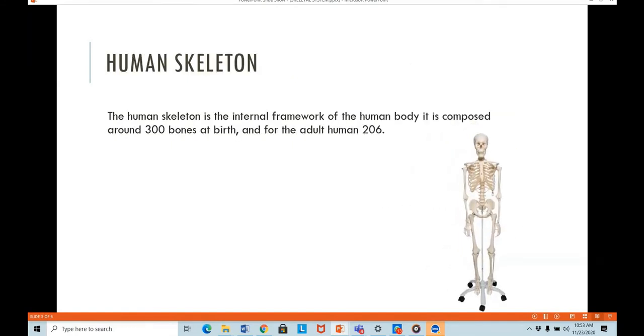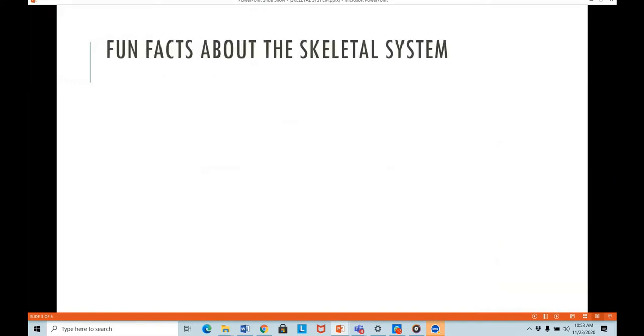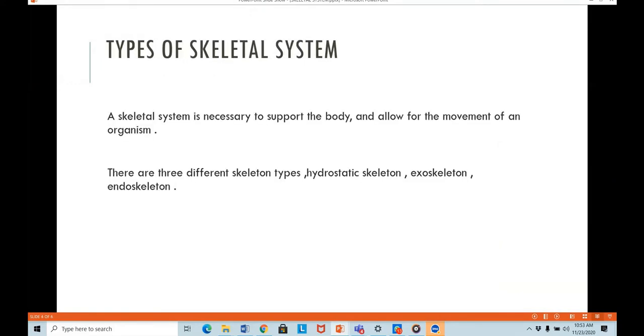A human skeleton. The human skeleton is the internal framework of the human body. It is composed of around 300 bones at birth, and for the adult human, 206. Types of skeletal system. A skeletal system is necessary to support the body and allow for the movement of an organism. There are 3 different skeleton types: hydrostatic skeleton, exoskeleton, and endoskeleton.